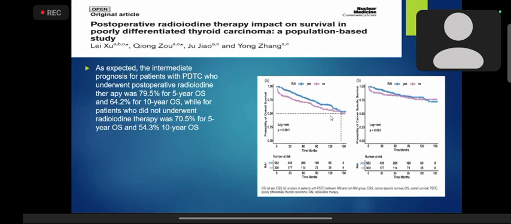Another study of post-operative RAI on survival impact of PDC, in which we see the blue line shows RAI and the pink line no RAI. Its p-value is significant for overall survival, but for cancer specific survival we found it not that significant. But in this study, all patients who received RAI have better survival as compared to those who have not received it.